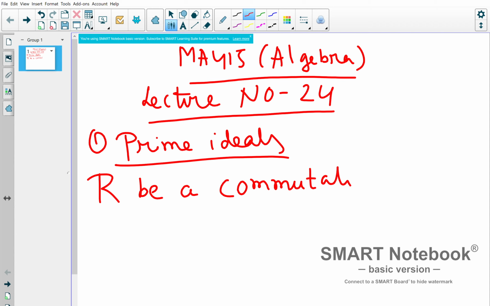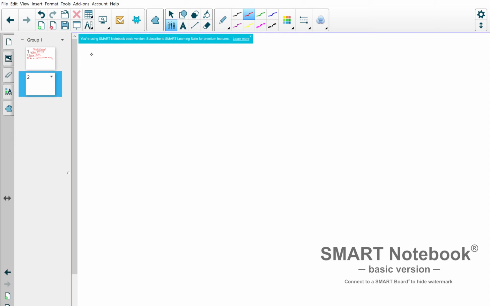Commutative ring. If it is not a commutative ring, then you can also define a prime ideal, but in a little bit different way. But let us just assume this thing. Definition: a proper ideal P; proper means it cannot be the full ring.